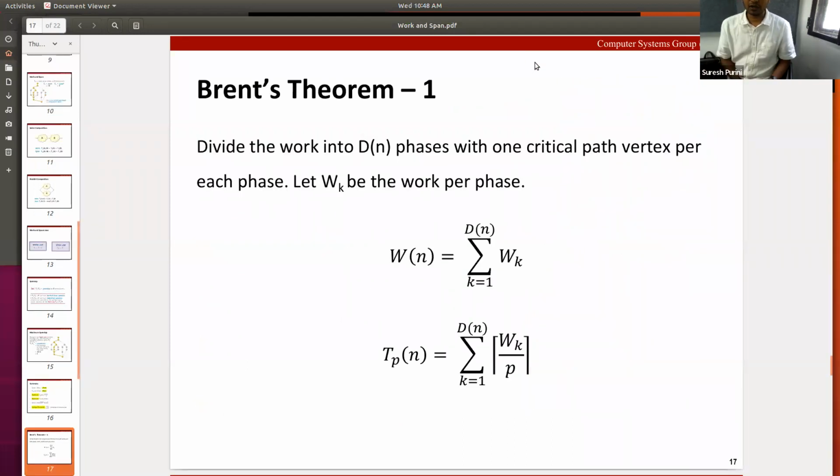We are now looking into what is called Brent's theorem. The total amount of work W of n is equal to the sum from k equal to 1 to D of Wk, where Wk is the amount of work that we do in the kth phase of computation. And when we deploy P processors, the time taken is given by this expression. Does this make sense, these two equations?